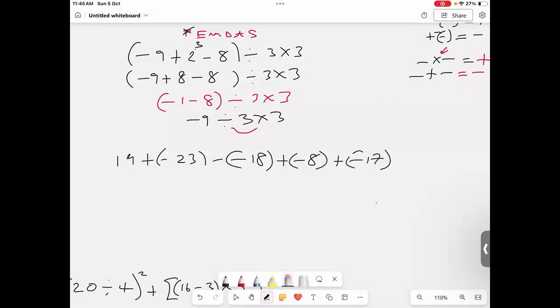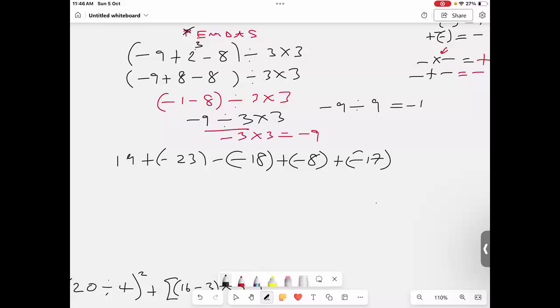So the correct way to do this question is to work out -9 divided by 3. That works out to be -3, times 3, which is equal to -9. Now, here is what you would have gotten if you broke the rule: -9 divided by, and then you would have multiplied 3 times 3 first, brought down the 9, and ended up with -1.